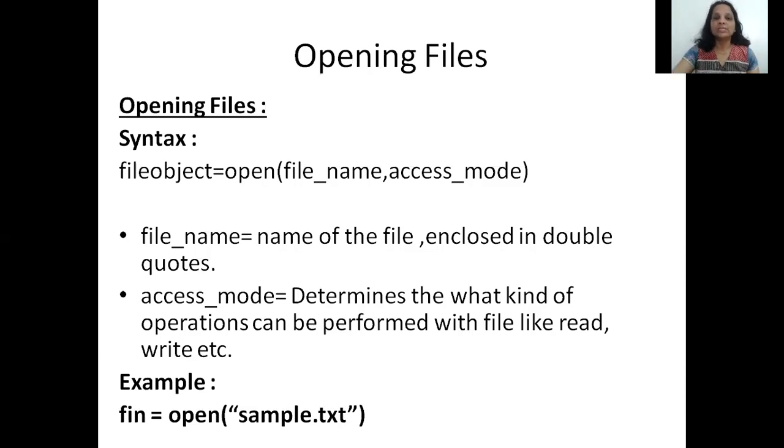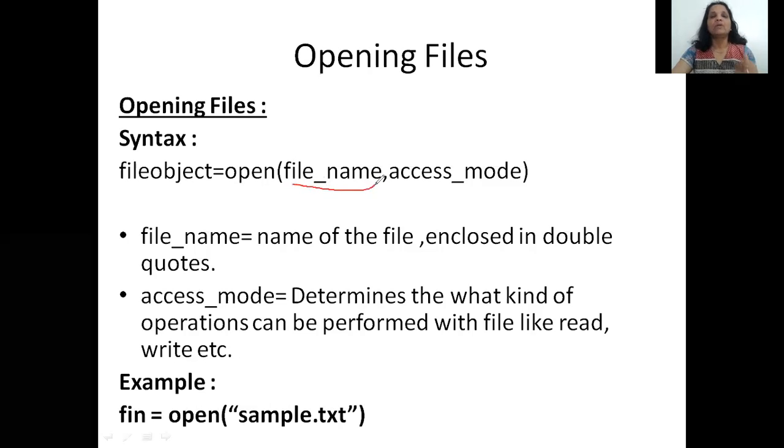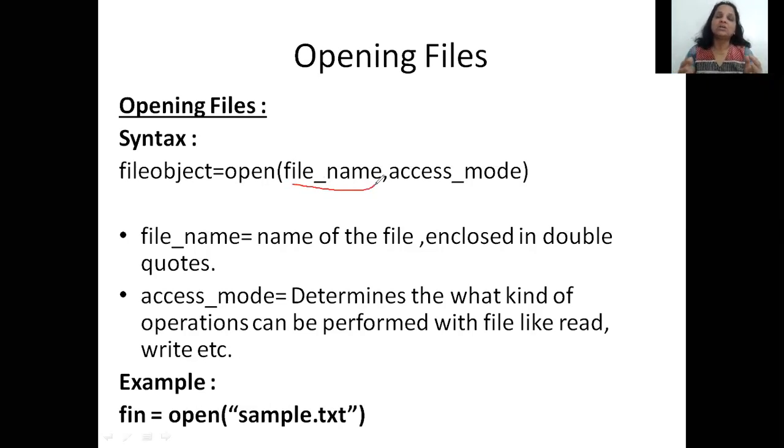Now, here you specify the name of the file. Let me just do some annotations here. So here you specify the name of the file, whatever file you're talking about. If your file is in the current directory, that means you have a file in the current working directory, then you may just specify the name of the file as shown in the example below, that is sample.txt.